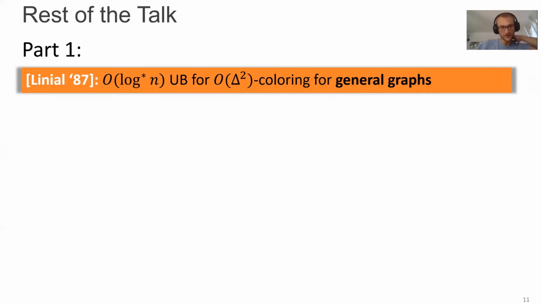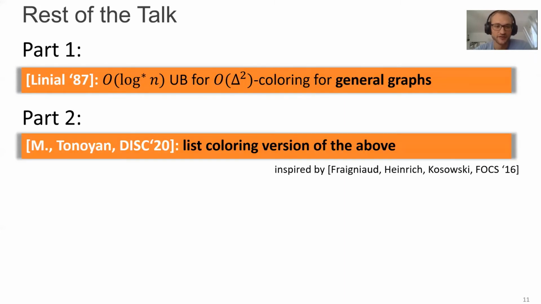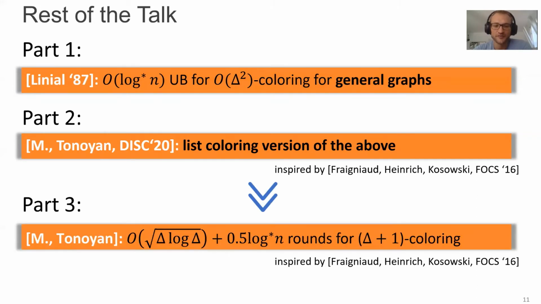So in the rest of the talk, I will first spend quite some time to actually explain this old algorithm by Linial, but from a slightly different viewpoint than it's usually done. Then I'll show how we get a list variant of this result and what I even mean by this list variant. And then at the very end, I'll very quickly on one slide show you how this is helpful to actually obtain a delta plus 1 coloring.